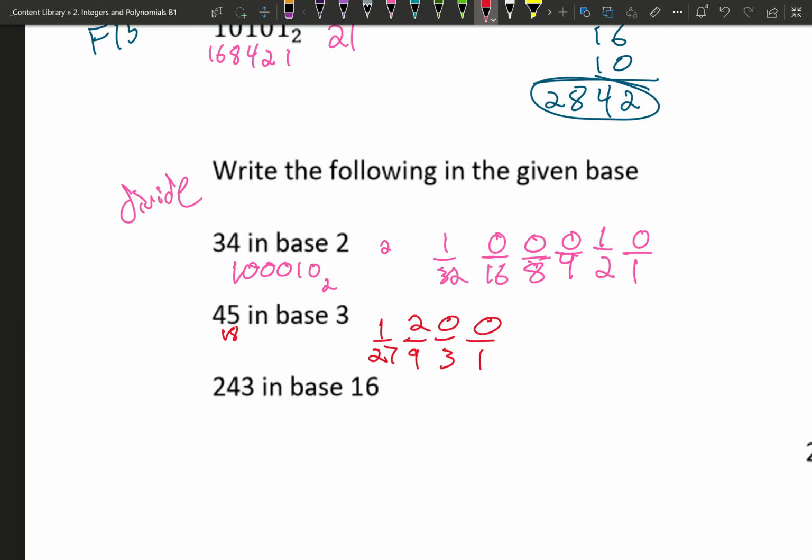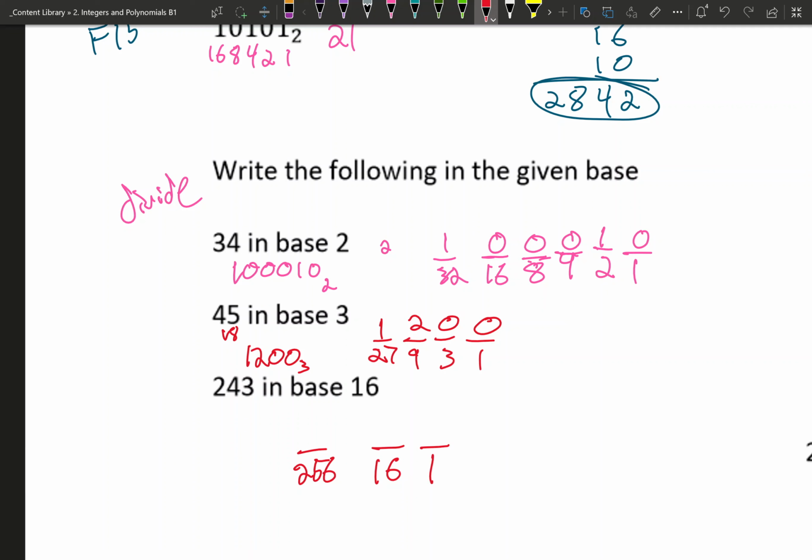So we have 1, 2, 0, 0 in base 3. So 243 in base 16. So we've got our 1's place, and then our 16's place, our 256th place. Okay, that is greater than 243. So we know that 16 times 16 is 256.